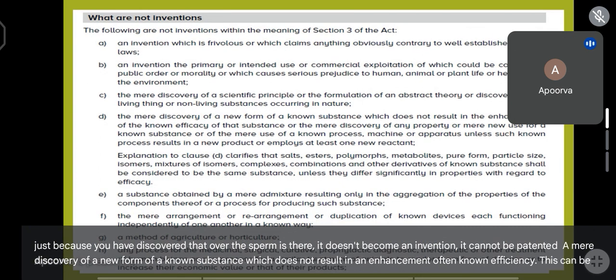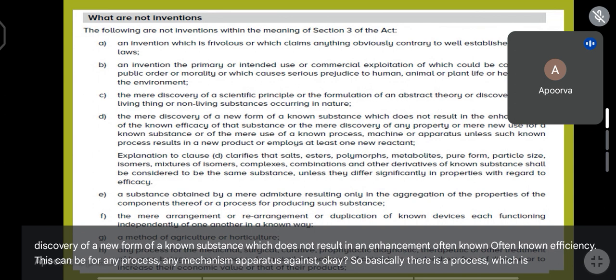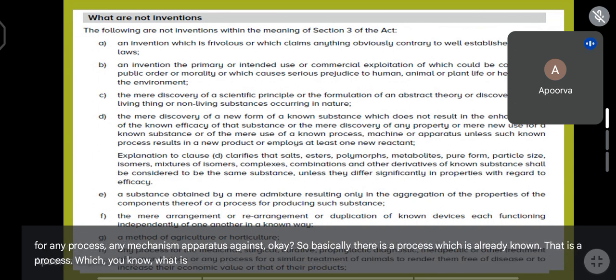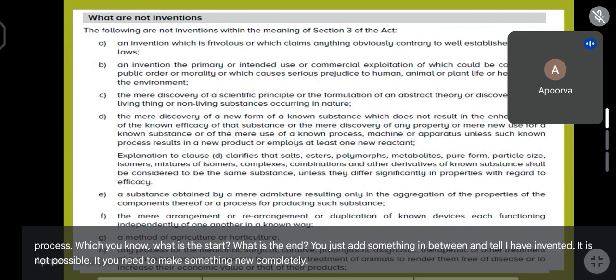This can be for any process, any mechanism, apparatus, okay. So basically, there is a process which is already known. There is a process where you know what is the start, what is the end. You just add something in between and say you have invented. It is not possible. You need to make something completely new.